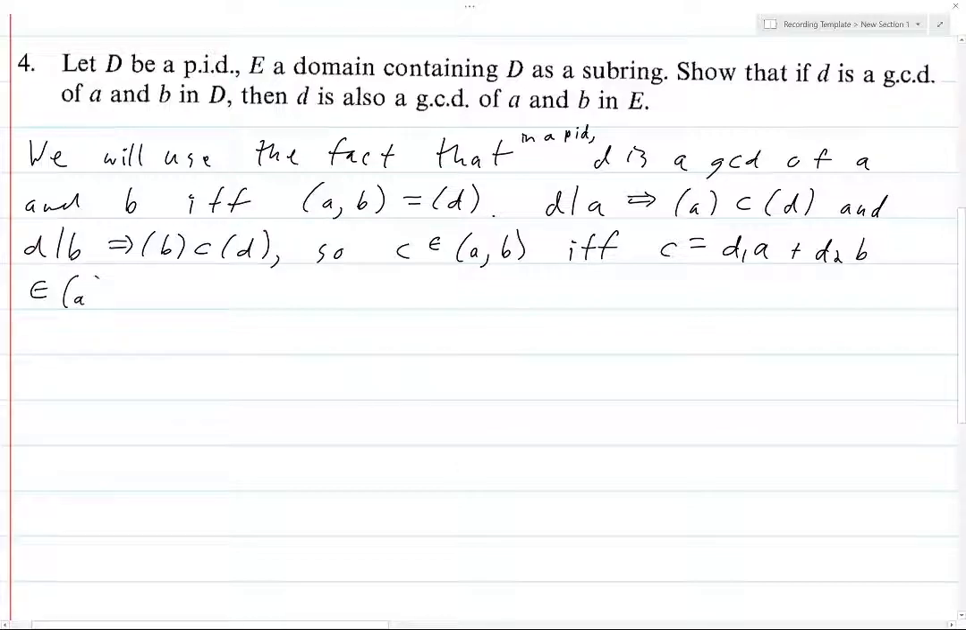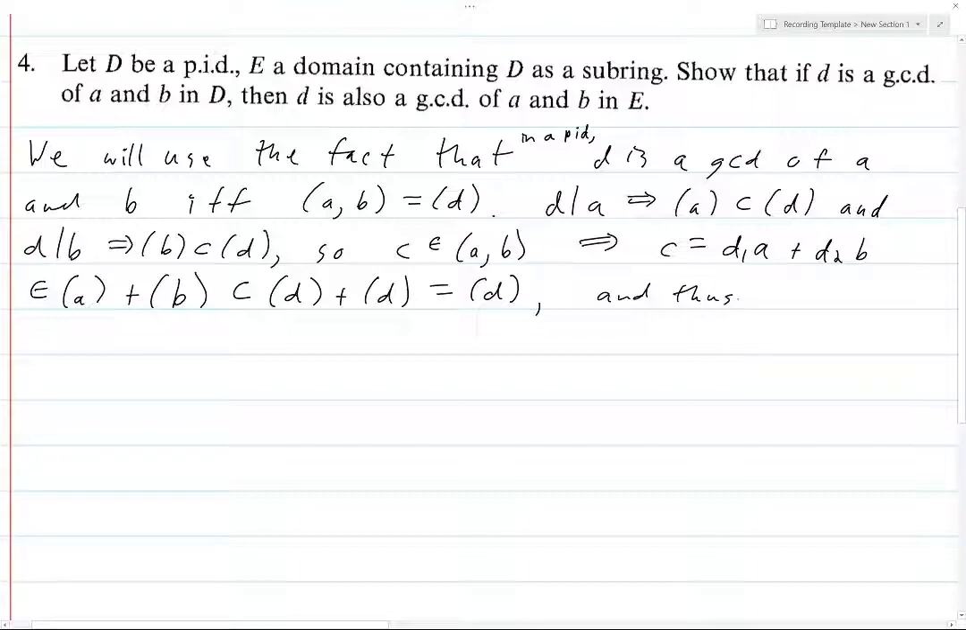So C is equal to this plus this, and D1 A is obviously contained in the ideal generated by A, plus the ideal generated by B, and this is contained in the ideal generated by D. So rather, this should be an implies. If C is in (A, B), then C is equal to this, which is contained in this, which is a subset of this, which is precisely equal to (D). And thus, (A, B) is contained in (D). Okay, so that's one direction.